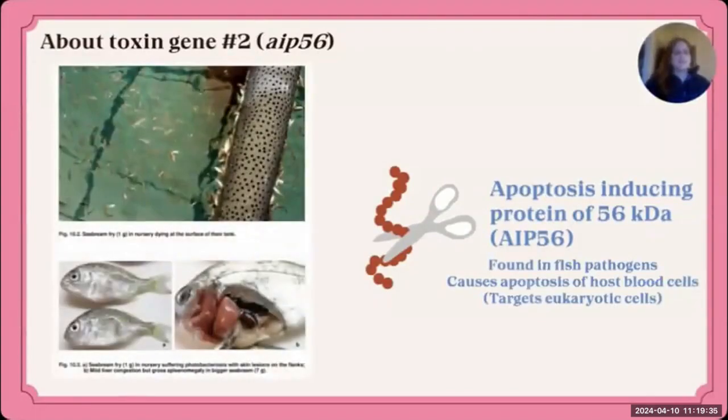So there's a kind of gruesome image over here showing that it does cause massive die-offs in aquaculture environments because it's secreted by this bacteria called Photobacterium damselae subspecies piscicida, and it leads to destruction of blood cells, and you might see that they have enlarged spleens and other structures in fish.